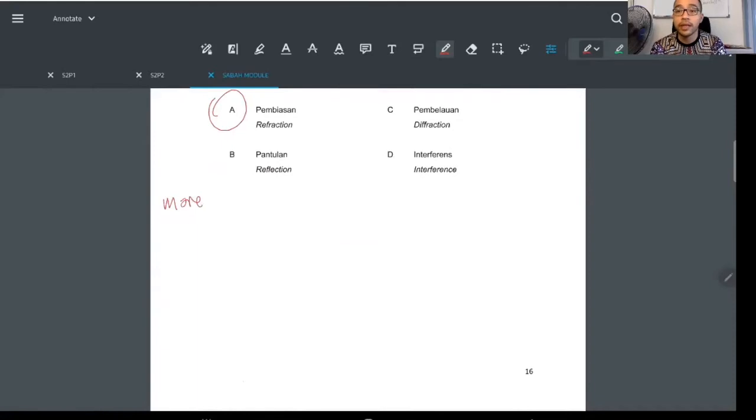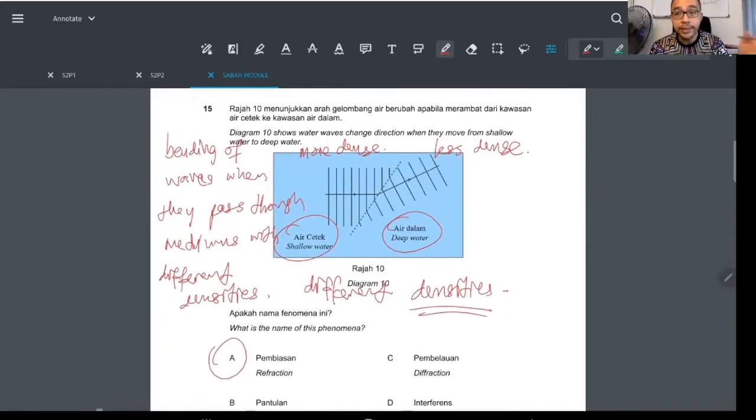No, this one is covered in light. Should I cover this? Okay, never mind, I'll cover this in light later. So as they change density, what changes is the direction of the propagation.